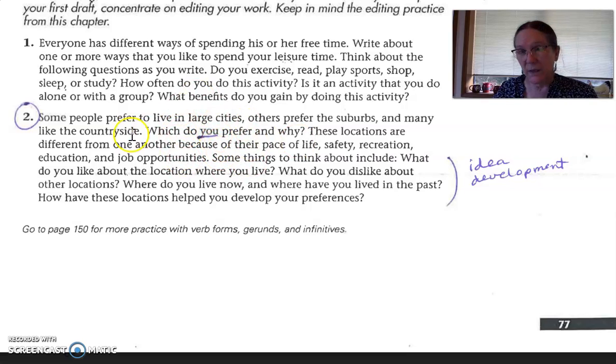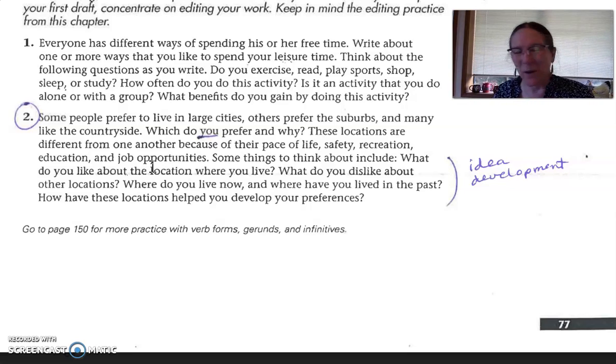So when we read this, we see you. That's the signal to you that this is a personal paragraph asking for your opinion about what you prefer. And then some other ideas for the paragraph. These locations are different from one another because of their pace of life, safety, recreation, education, and job opportunities. So there are some ideas that you can think about when you're figuring out how to support the choice of where you like to live.